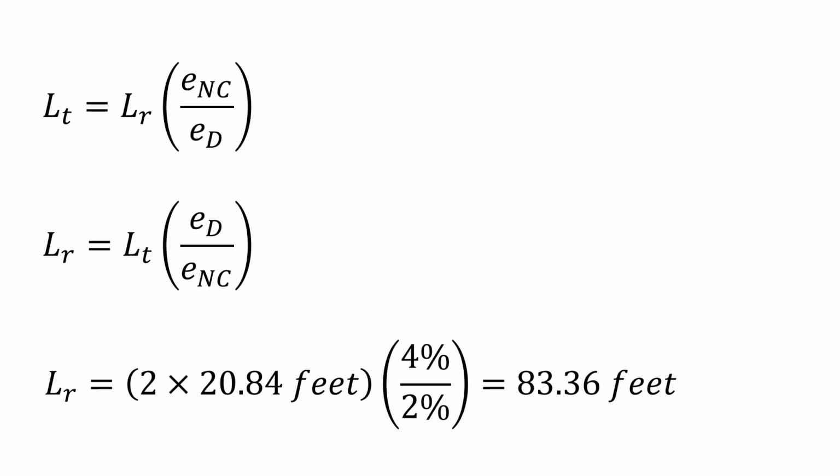So that superelevation runoff, and we'll see where this comes into play on the next slide, is equal to the runout, which is where it occurs over 2%. So we need to multiply 2 times that 1% change distance, which was 20.84 feet, multiplied by our design superelevation of 4%, divided by our normal crown. That gives us a superelevation runoff of 83.36 feet.